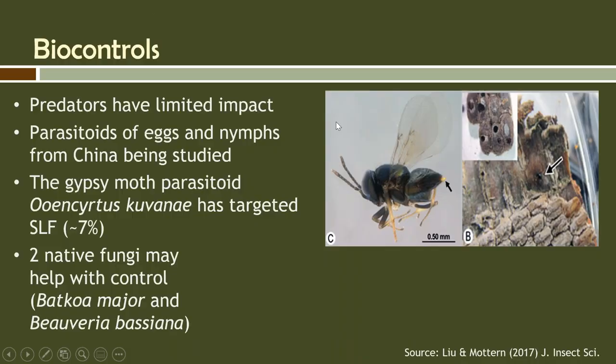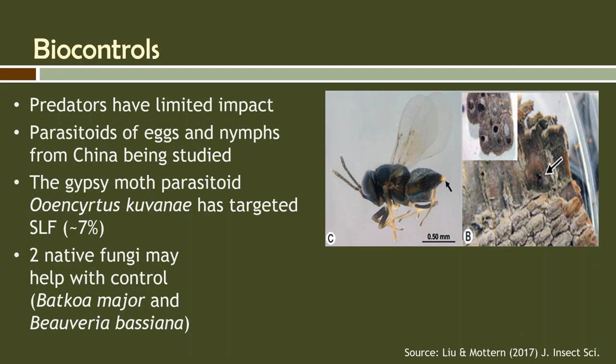Biocontrols are something that are always asked about, since it's a kind of non-chemical way to control an invasive population. And native predators such as spiders or wasps are going to have a limited impact on the population of spotted lanternfly. So we can't rely on just whatever we have here to completely stop the spread of lanternfly. There are parasitic wasps, as you can see in this picture here, from China, that are being studied to see if they are effective controls.